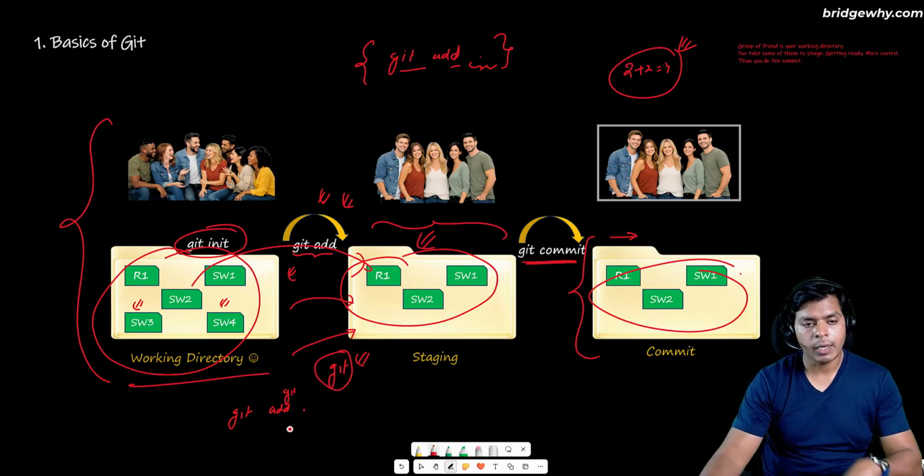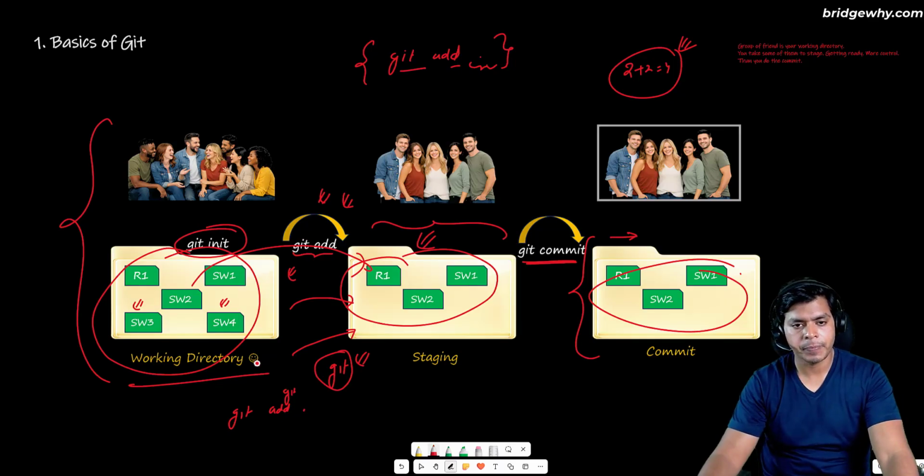The meaning is whatever is inside this folder, I want Git to track, right?